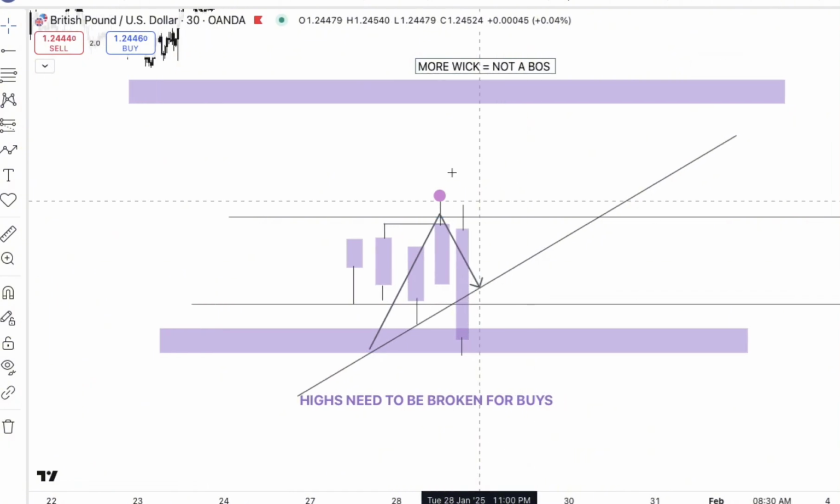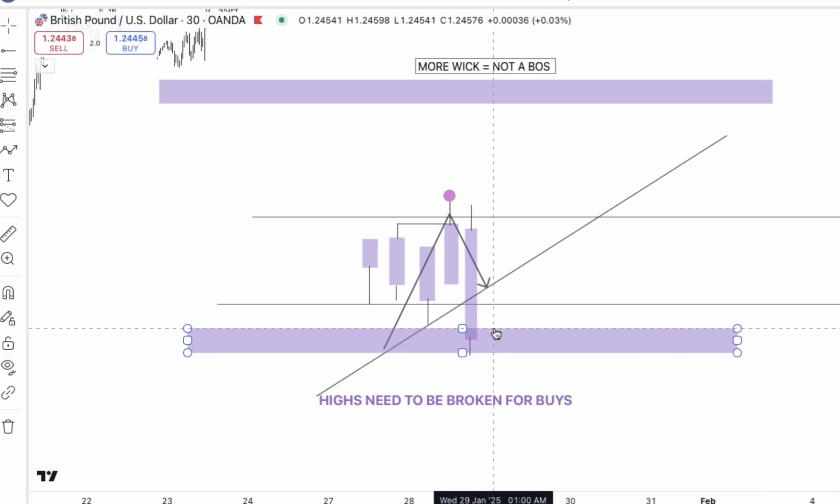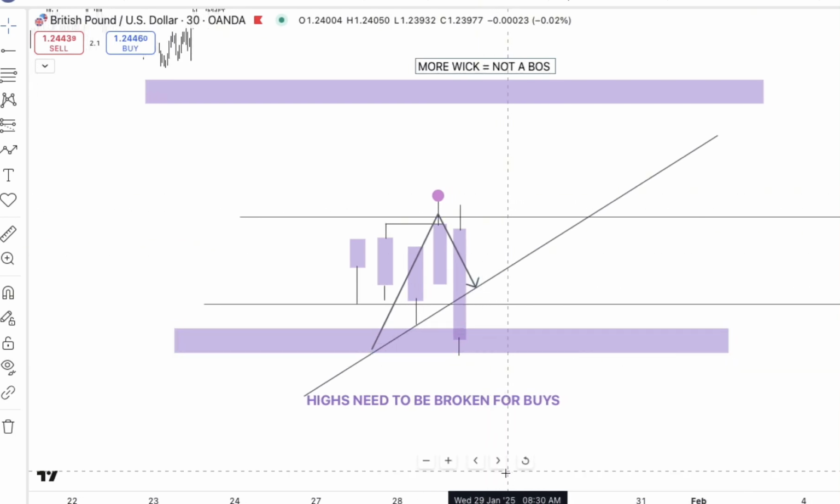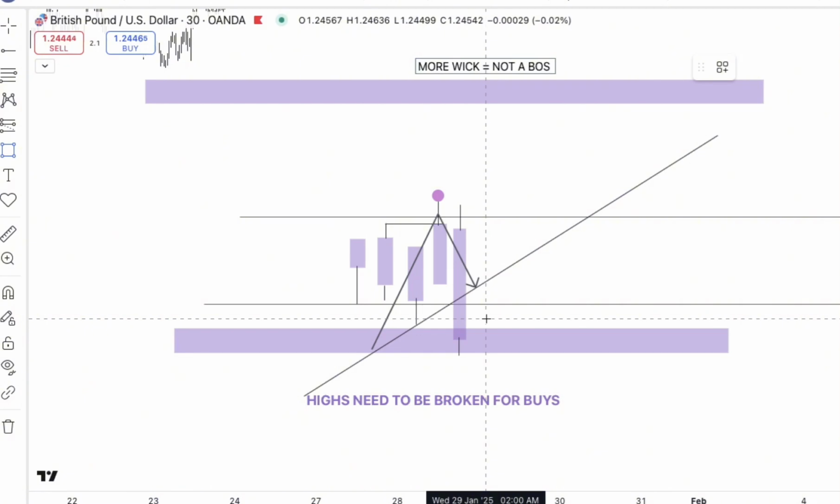Okay, so this is a high point, right? We want price to break high points, of course. So we want a break of structure. I told you guys we need full candle body breaks, not just a wick. So more candle body than we see wick. More candle body than we see wick. I want to just say that again.